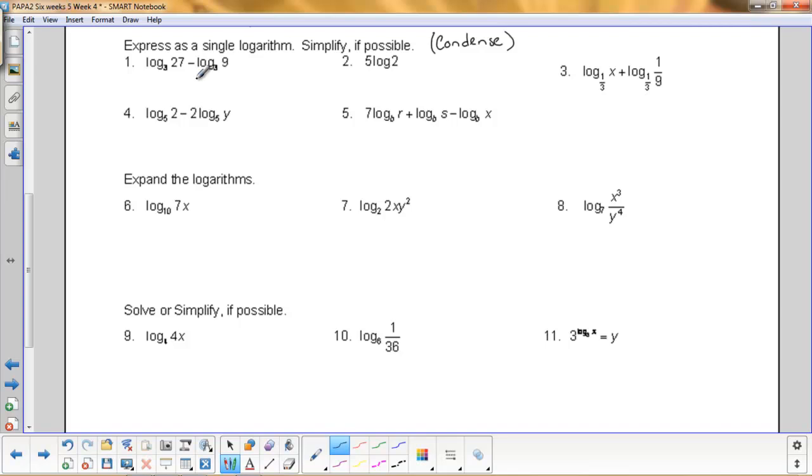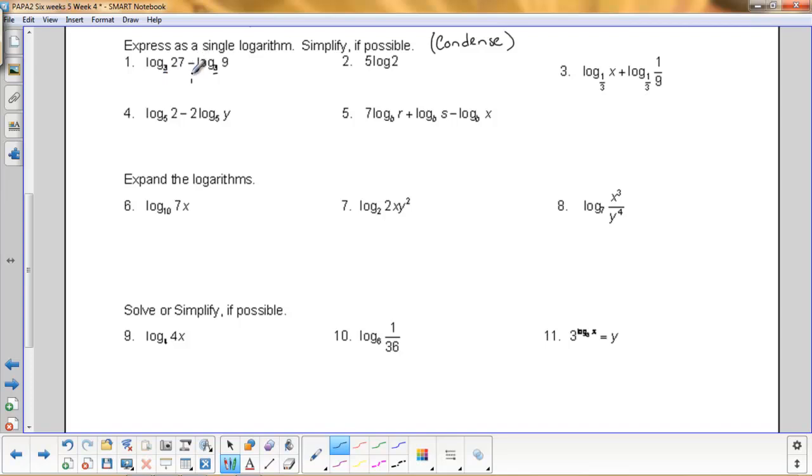When condensing, you want to identify first that the bases are the same. This only works if the bases of each log are the same. So if you get a base 3 here and a base 4 there, these two logs can't condense, and therefore it is simplified. However, since this is the same base in both cases, we'll go ahead and simplify it.